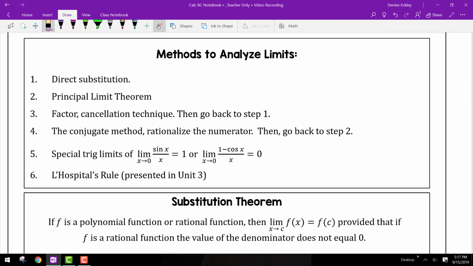Next one is called the special trig limits, and these are the 2 where the squeeze theorem comes in. These are 2 you'll have to memorize. The limit as x approaches 0 of sine x over x is 1, and the limit as x approaches 0 of 1 minus cosine x over x equals 0.